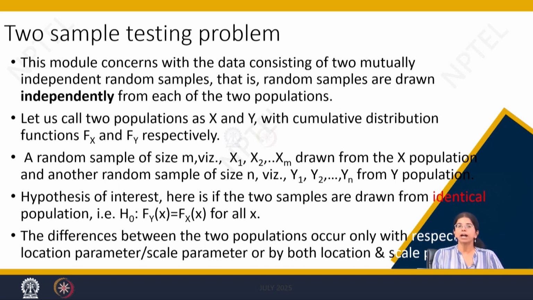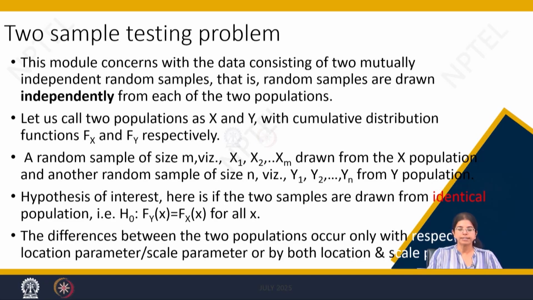Now what will be our hypothesis of interest? Our hypothesis of interest is whether these two populations are identical, whether these two populations are the same or not. And what will be our alternative? Our alternative is that these two populations are not the same.